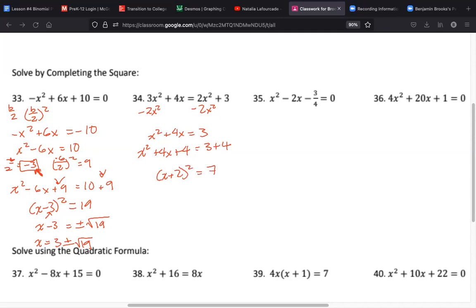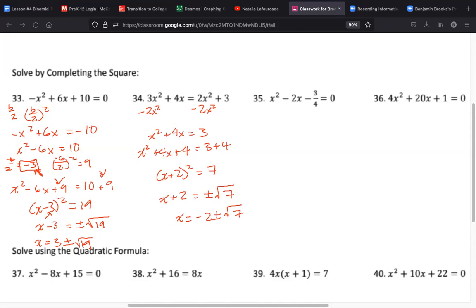Y'all thought I was playing. I was not playing. I'm going to go fast. x plus 2 is equal to plus or minus the square root of 7. So x is equal to -2 plus or minus √7. Once again, you should be able to do b over 2 squared, all that in your head. Know what I'm saying? I mean, really, it shouldn't be that deep.